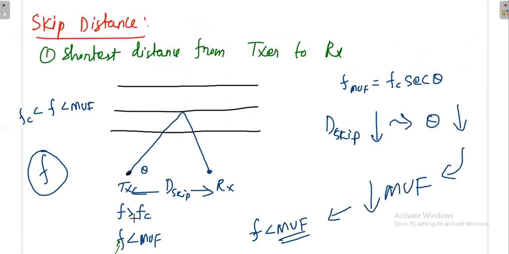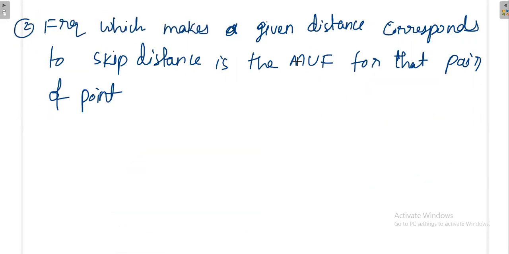That means my frequency can be greater than fc, and it should be less than MUF, or it can be equal to MUF also, but I cannot go more than MUF. Otherwise I am not satisfying this relation, and then I do not know from which layer I am getting reflected. So the frequency which makes the given distance correspond to the skip distance is the maximum usable frequency for that point. That means when you measure d skip between some points, at that point your frequency of operation is the maximum usable frequency of that layer.